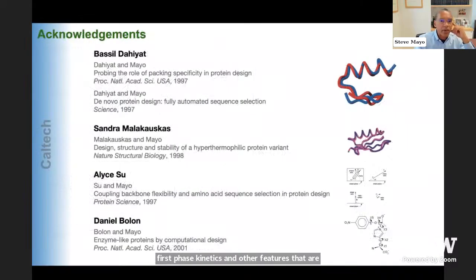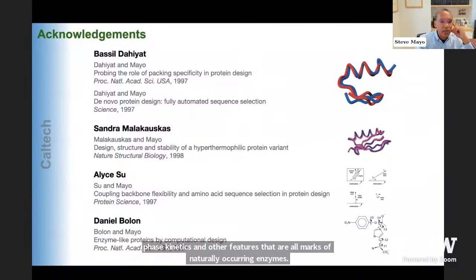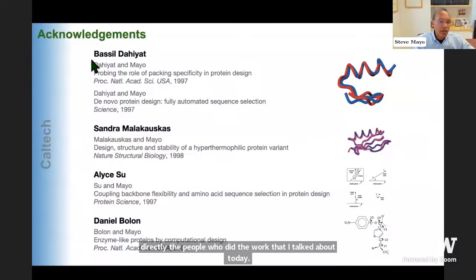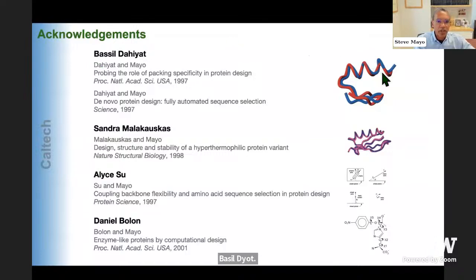And with that, I would like to just acknowledge more directly the people who did the work that I talked about today. Basil Dahiat was instrumental in the full sequence design work. Sandy Malakauskas did the hyperthermostable protein design work. Alice Su did the flexible backbone work. And Dan Bolin did the enzyme-like protein work.